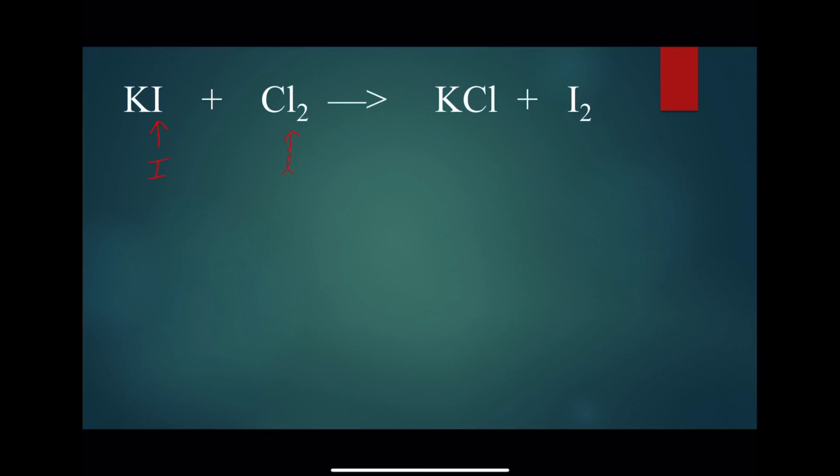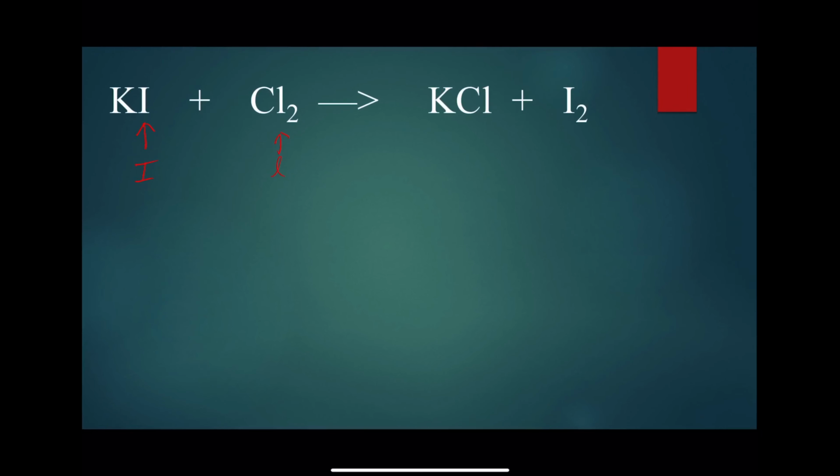So this is potassium on the left. We have potassium, iodine, and chlorine. And on the right I have potassium, iodine, and chlorine. And just be careful about the I's and the C's and the L's to make sure you don't get them mixed up. So on the left I have 1 potassium, 1 iodine, 2 chlorine. On the right I have 1 potassium, 2 iodine, and 1 chlorine.